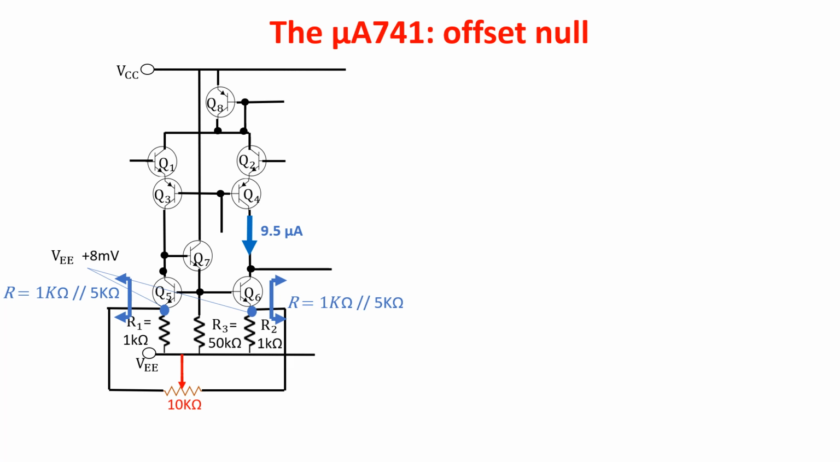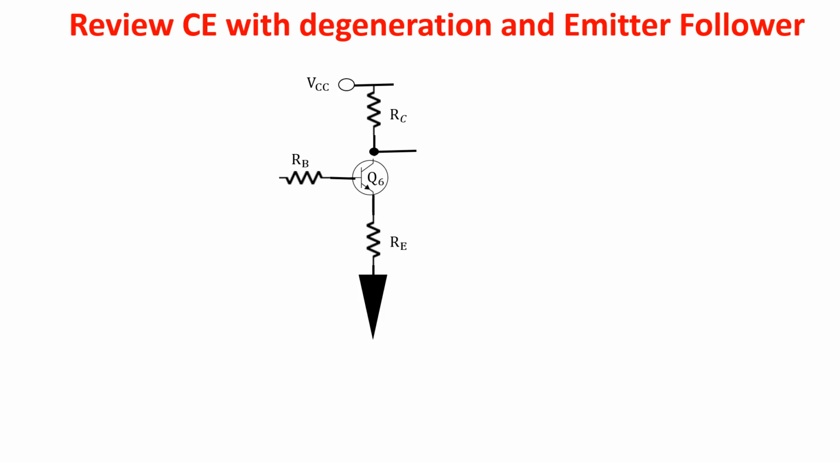If we move the wiper from the center position, we create an imbalance in the two branches which nulls the input offsets and finally puts the output to 0 when the inputs are at 0. Before diving into the small signal analysis of each stage, let's review the AC characteristics of the common emitter with emitter degeneration, which will be very useful in the following analysis.